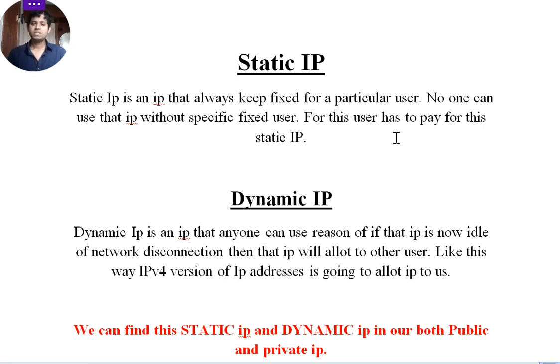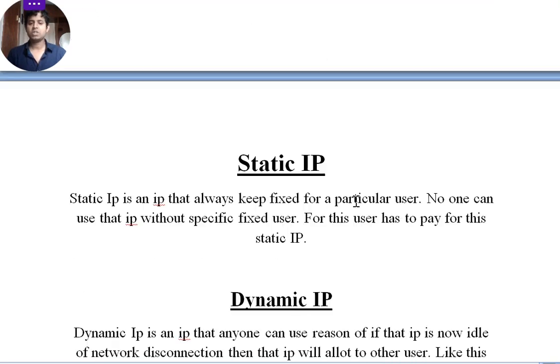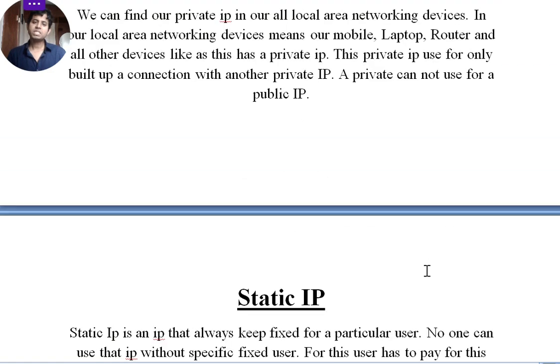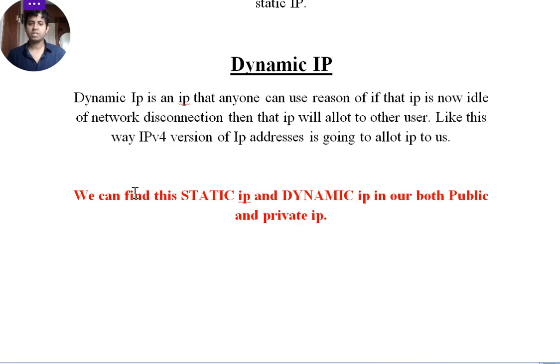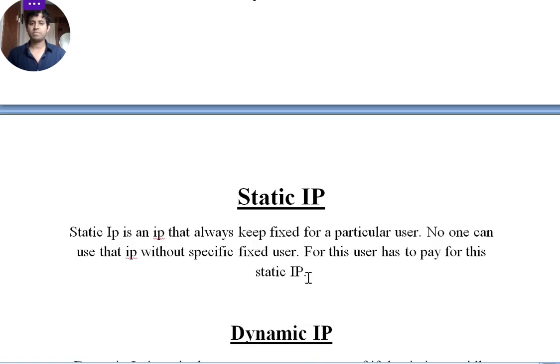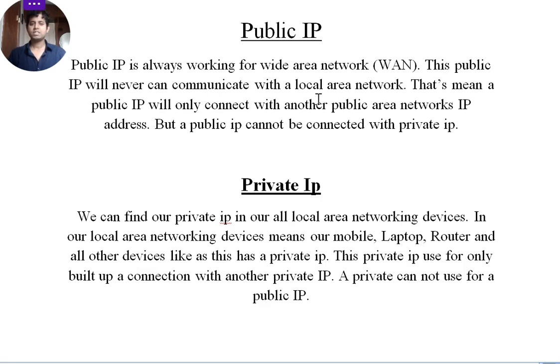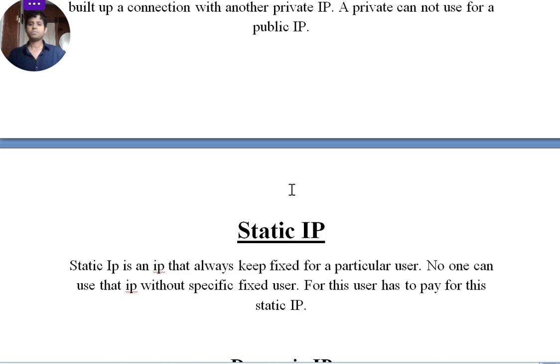Okay, so this is the main explanation about static IP and dynamic IP, but we have to remember that we can find static IP and dynamic IP in both our public and private IP. That means we'll find the static and dynamic IP inside our public IP, and also inside our private IP. So the public and private both have their static and dynamic IP.